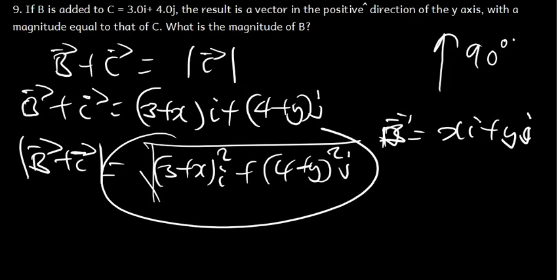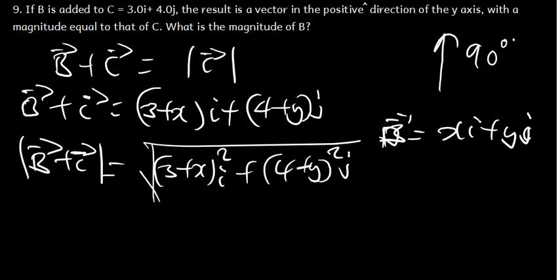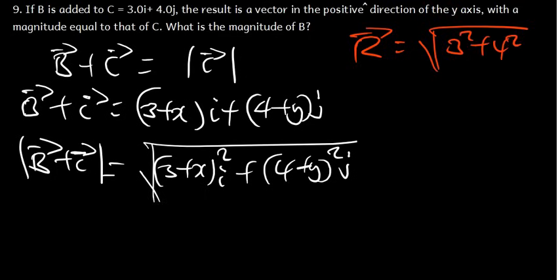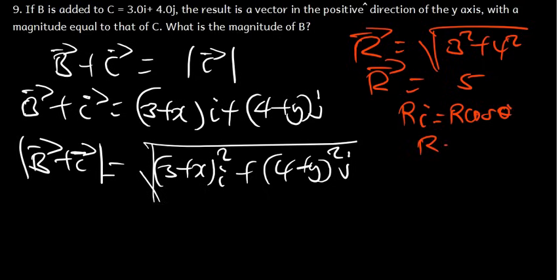Now, there is a square and a square, so we can just get what is inside. In this case, the resultant we have been given already. To find the resultant, we know that the resultant is the same as that of C, meaning that the resultant is going to be the square root of 3 squared plus 4 squared, which gives us 5. Now, since the angle is 90, the x component, which is the i, is going to be rx, which is r cos theta. r is 5, cos 90, which gives us 0.